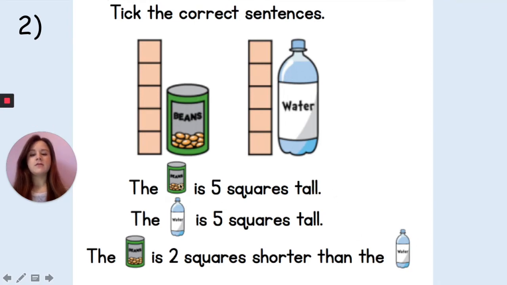The tin of beans is 5 squares tall. The water is 5 squares tall. The tin of beans is 2 squares shorter than the water. Pause the video to see which are correct.